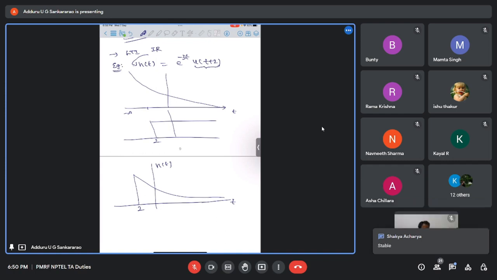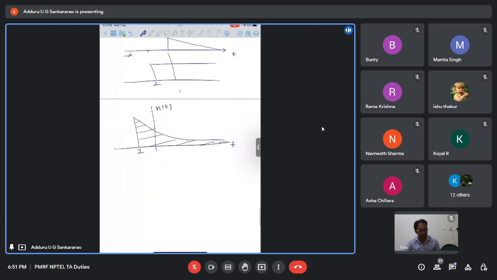Now you tell me whether it is stable or not. First we'll check for stability. For stability, the area under this should be a finite quantity. You can find out the area under this, definitely you'll get a finite quantity, since starting from here, at t equal to infinity it will become 0. So the area under this will definitely be finite.